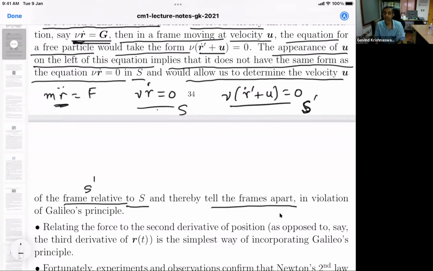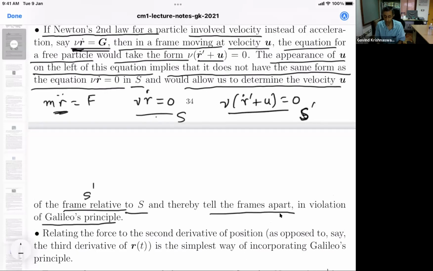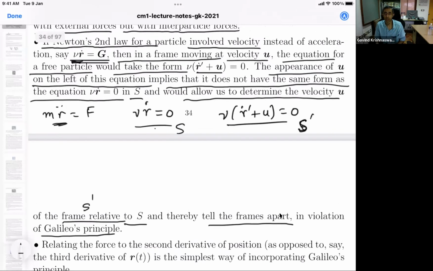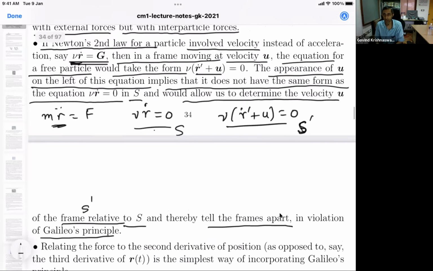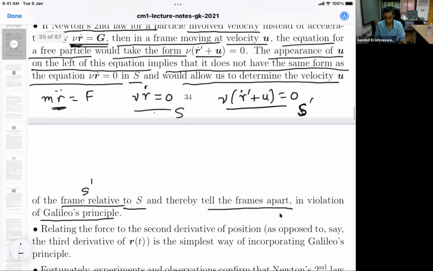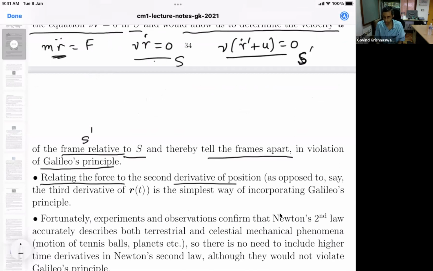And Galileo says this is not possible. You cannot, by the study of the motion of free particles in particular, tell whether you are in the ship at the harbor or uniformly moving out at sea. So that is why we cannot have a first order equation of motion. We need at least a second order equation of motion. Relating the force to the second derivative of position, as opposed to, say, the third derivative and so on, is at this stage the simplest way of incorporating Galileo's principle.